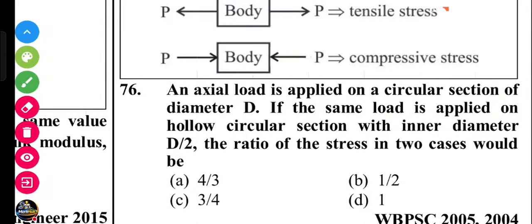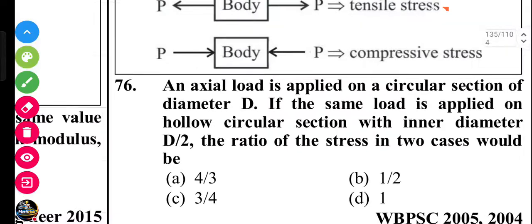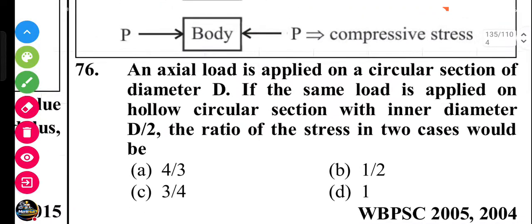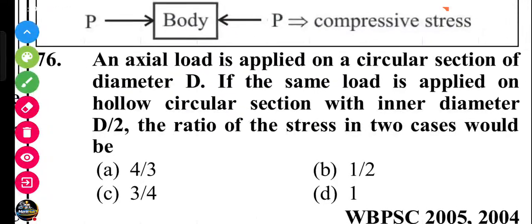Those students are preparing for SSC JE and different types of AE JE, this session is very important for them. Previous year questions are very important for our exam. I am a student of mechanical engineering. My name is Buddhadev Pal.